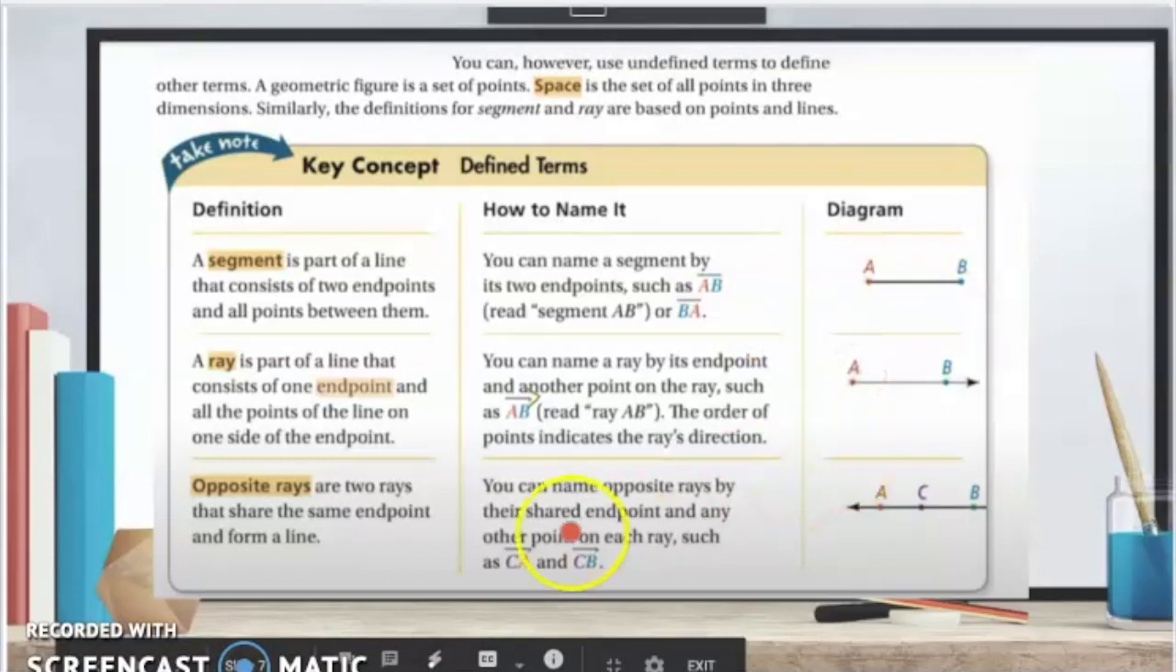starting with the endpoint. So here we have the opposite rays and that make a line. Opposite ray, we will start reading with the endpoint, CA or CB. That's the ray that you see right here.